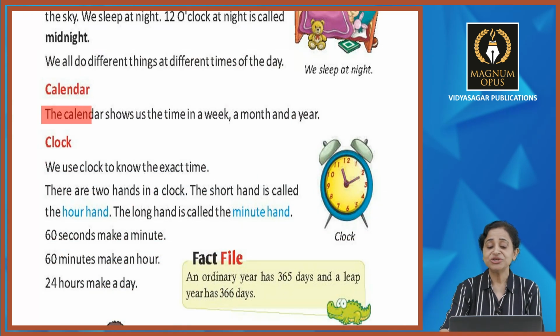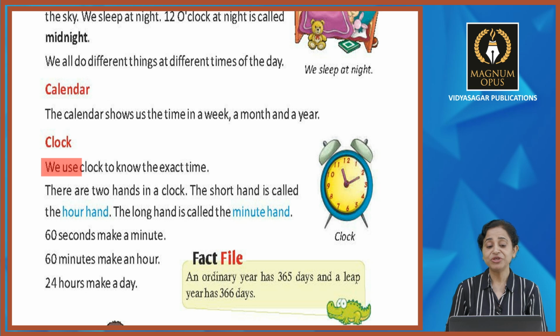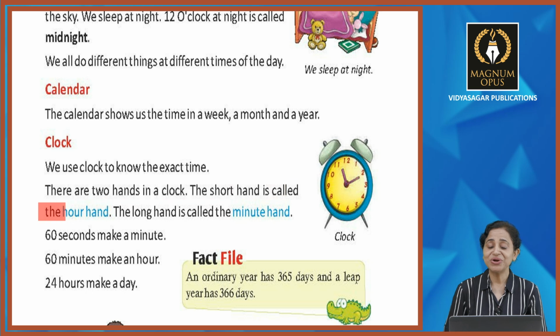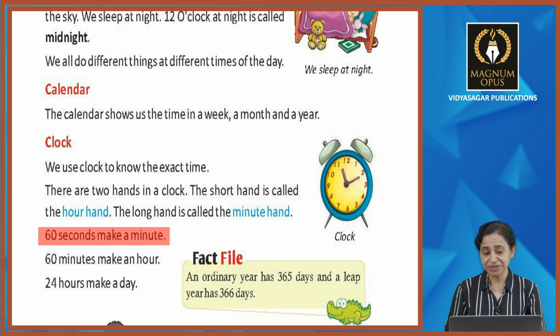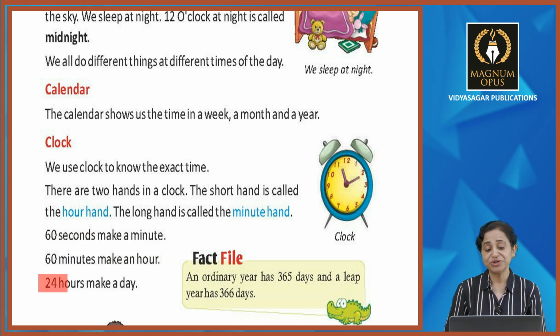Calendar. The calendar shows us the time in a week, a month and a year. Clock. We use clock to know the exact time. There are 2 hands in a clock. The short hand is called the hour hand and the long hand is called minute hand. 60 seconds make a minute, 60 minutes make an hour and 24 hours make a day.